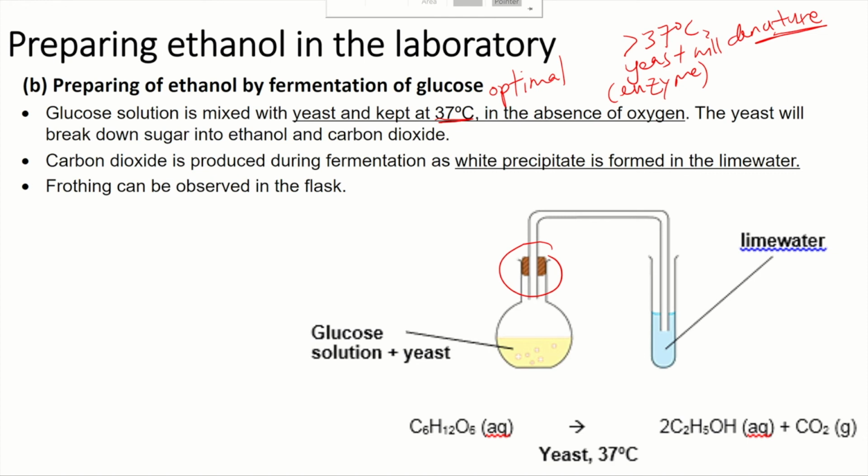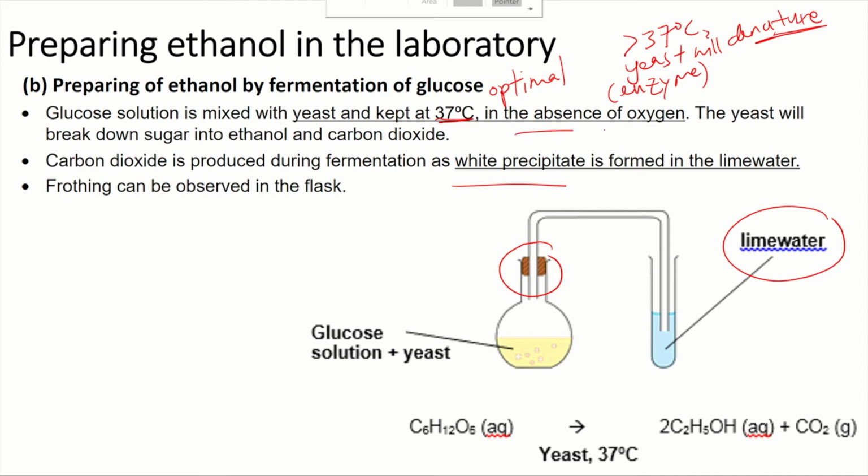How do we know that carbon dioxide is formed? It is because they see bubbles, and when there are bubbles, they test for the gas. They test using lime water, and they see a white precipitate. So frothing will be observed. Frothing is another word for foaming. So they have to do this in the absence of oxygen.